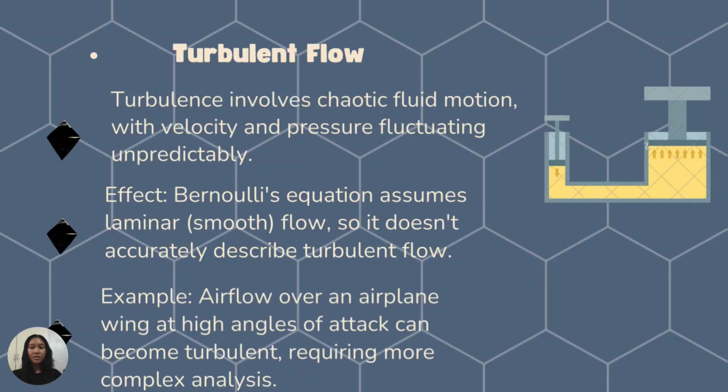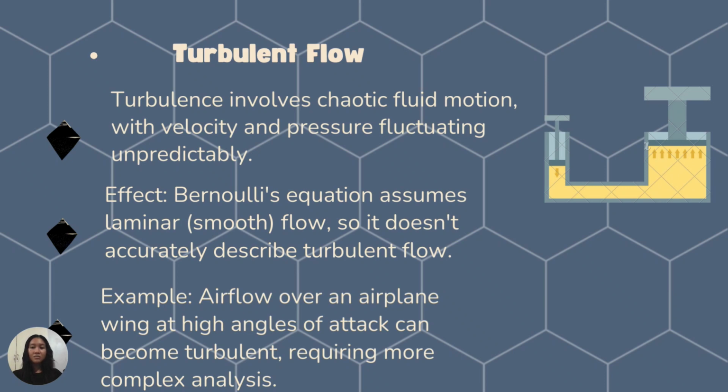Turbulent flow is characterized by chaotic and irregular fluid motion, where velocity and pressure fluctuate rapidly and unpredictably in both magnitude and direction. In turbulent flow, eddies and vortices form and interact with each other, creating a highly complex flow pattern. This chaotic behavior distinguishes turbulent flow from laminar flow, which is smooth and orderly.